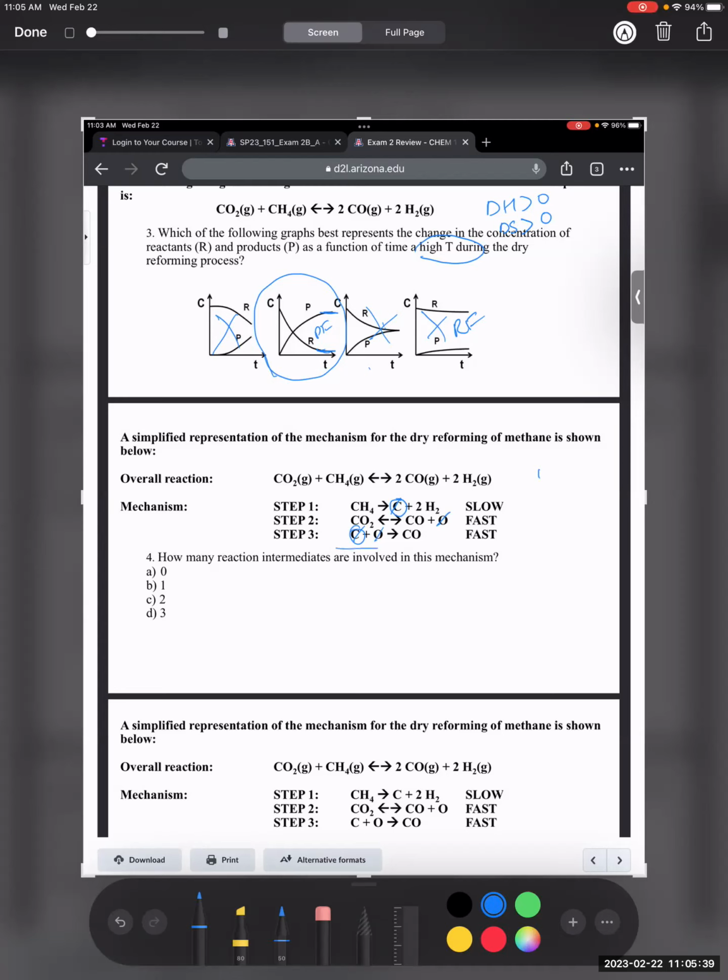So everything else, okay, you see that if you add the left-hand side of the arrow, you only get these 2. And on the right-hand side of the arrow, we have 2 COs and then 2 hydrogens. So that's it. Okay, so we have 2 intermediates, carbon and oxygen. Okay, so this guy and then this oxygen. So it's going to be 2, option C.